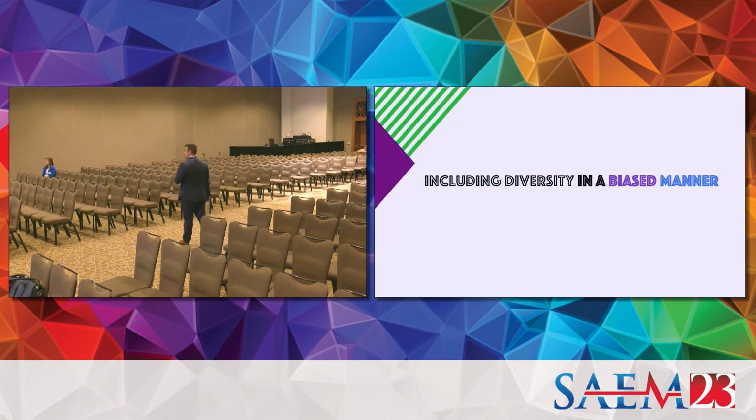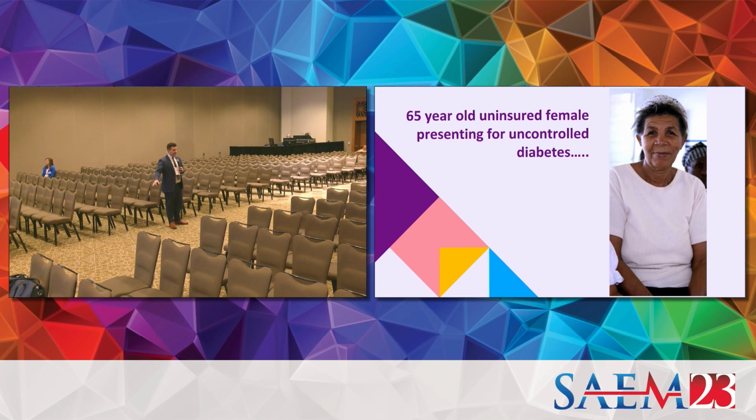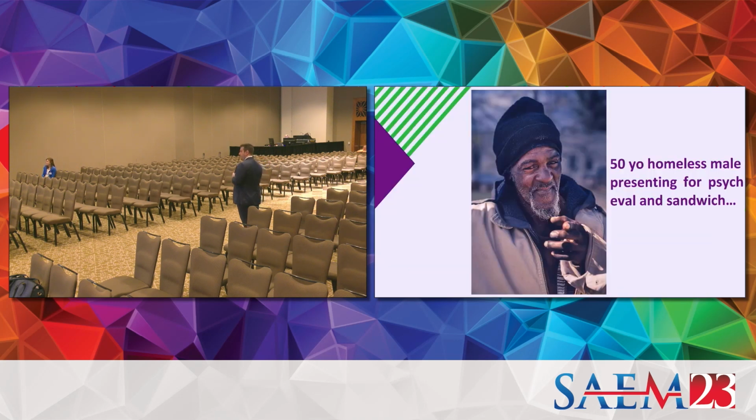The next point is to be careful not to include diversity in a biased manner. Sri mentioned this, and I'm giving a specific example. If the only time you include someone who's Hispanic or an older female is to discuss a case of someone who is uninsured and has poor health literacy, then that sends a message about how you view this type of demographic. Again, if you want to talk about homelessness and psychiatry, and this is the only image that you include of a black individual, that is also biased, because homelessness and psychiatric illness spans all races, genders, ages, and so we should be careful about how we include images.